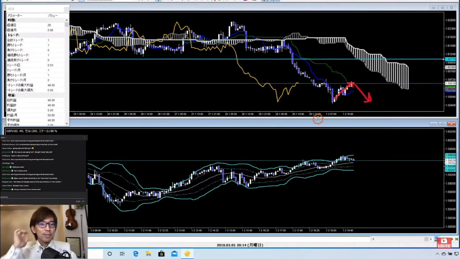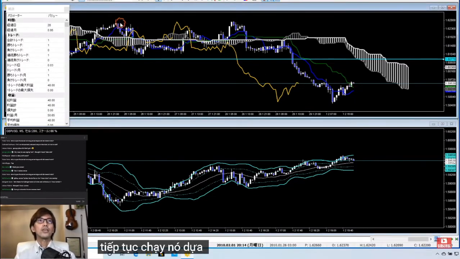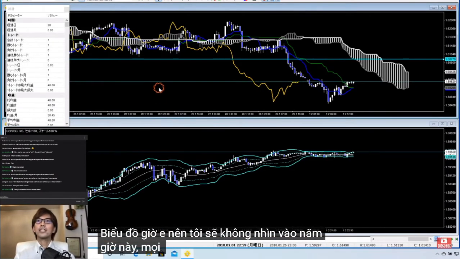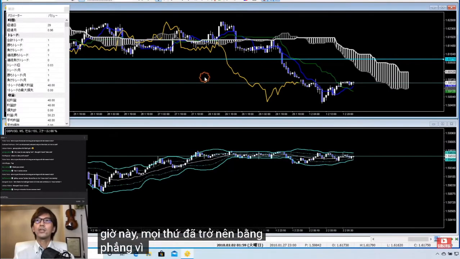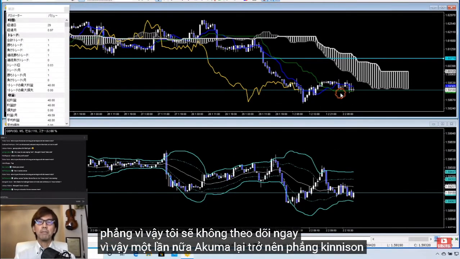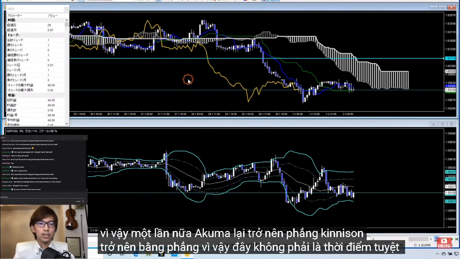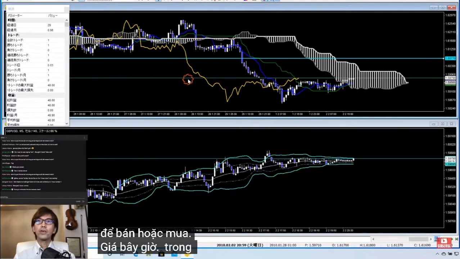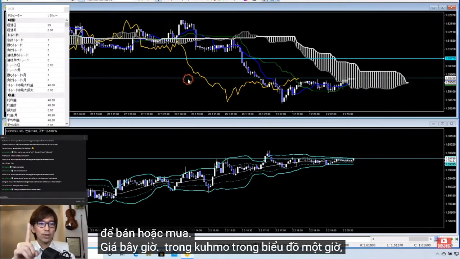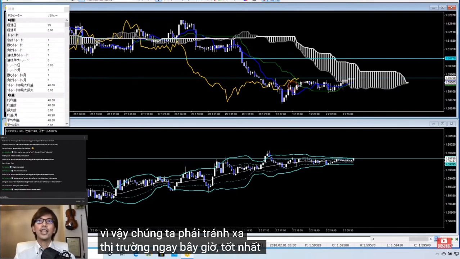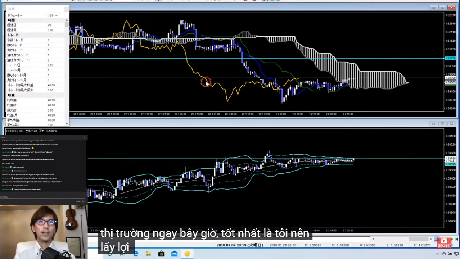So right now I will just keep running it based on the 1 hour chart. I won't look at the 5 minute at this moment. Everything became flat now, so I won't take trades. Again, Kumo became flat and Kijun-sen became flat, so this is not a great timing to sell or buy. Now price is in the Kumo on the 1 hour chart, so we have to stay away from the market now. It was good that I took that profit over there.